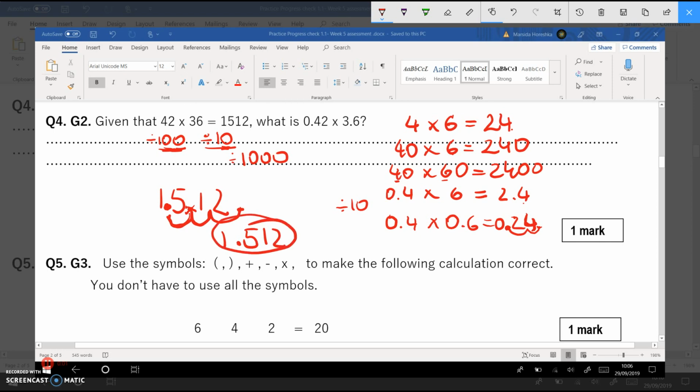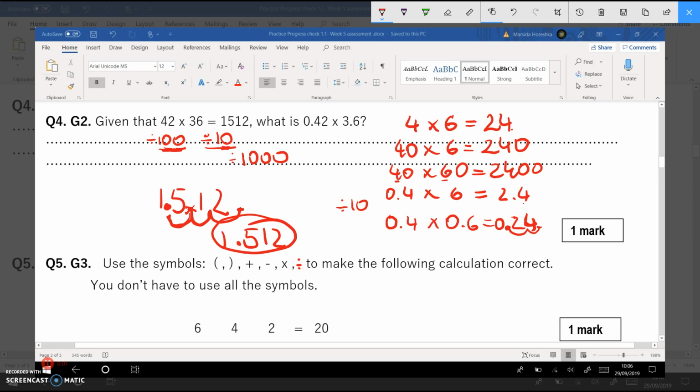Looking at question number 5, use the symbols such as brackets, addition, subtraction, multiplication, and division to make the following calculation correct. You don't have to use all of the symbols. So we've got 6, 4, and 2, and the answer is 20.